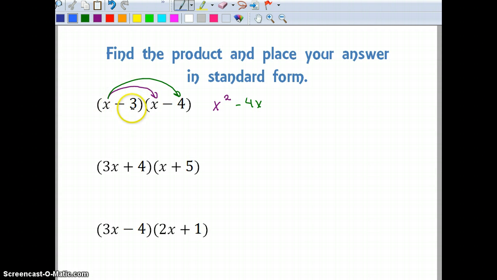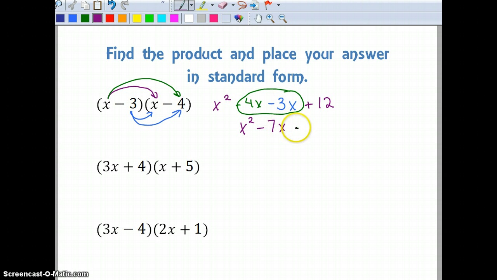Now I'm going to distribute my second number. Negative 3 times x gives me negative 3x. Negative 3 times negative 4 gives me a positive 12. I'm going to go through and combine my like terms. Notice that negative 4x and negative 3x are like terms. So my final answer is x squared, negative 4x minus 3x gives me negative 7x, plus 12.